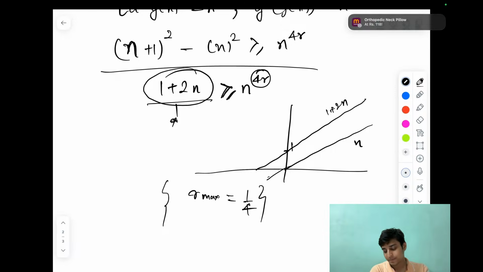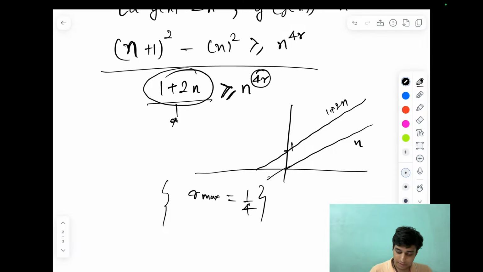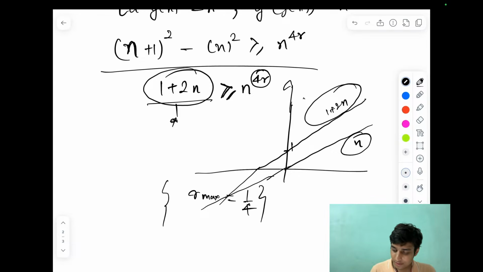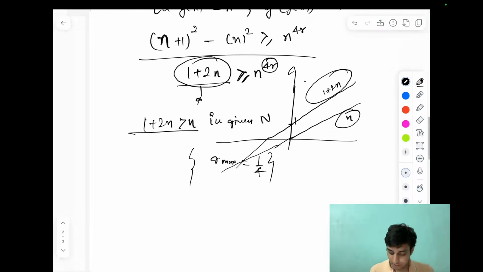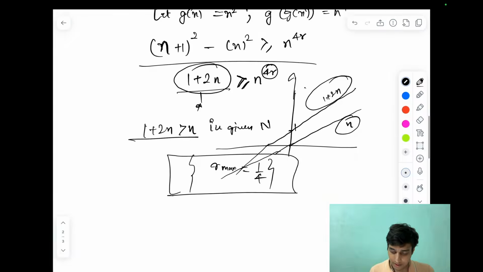The slope might vary and they might intersect at a point, but they won't be greater than this line. 1 plus 2n would be greater than n in the given domain, given n. So we have got r maximum for this.